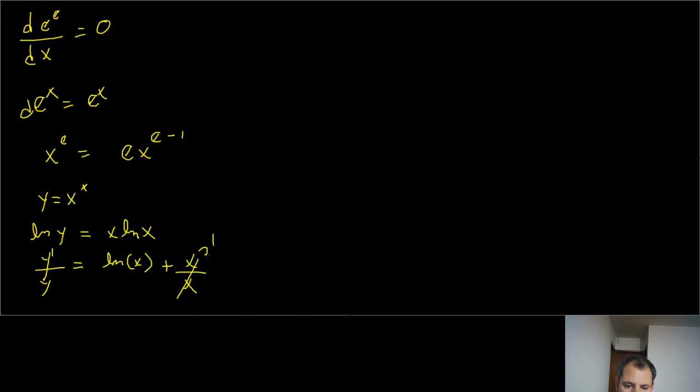So this becomes 1, okay? So y prime equals y times ln of x plus 1. And what is this thing here? Y is x to the x. I'm just gonna copy this down there. There you go. Okay, this is plus 1. It's weird in here. Okay, plus 1. All right.